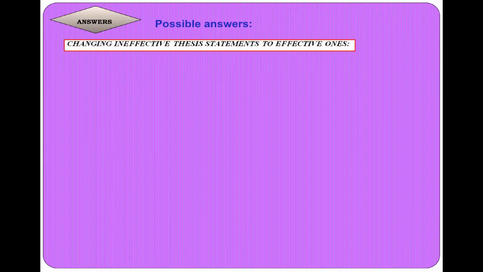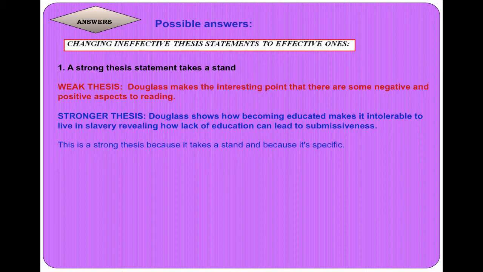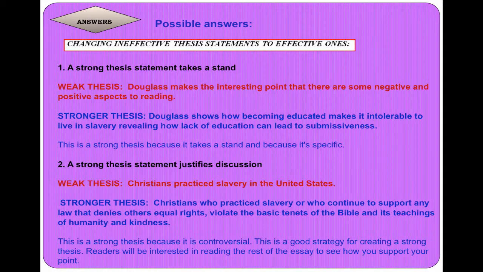Answers. Possible answers. Changing ineffective thesis statements to effective ones. 1. A strong thesis statement takes a stand. So a stronger thesis would have been, Douglas shows how becoming educated makes it intolerable to live in slavery, revealing how lack of education can lead to submissiveness. This is a strong thesis because it takes a stand and because it's specific.